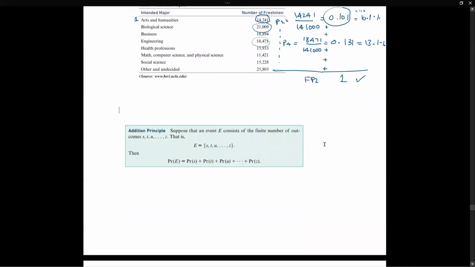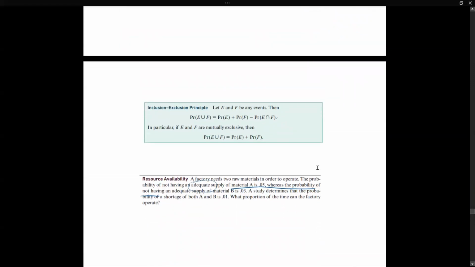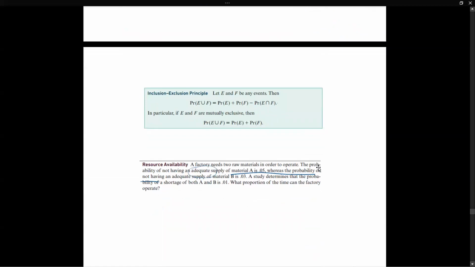So the additional principle: suppose that an event E consists of a finite number of outcomes, then the probability of E is the sum of the probabilities of these finite number of outcomes. All right, let's explain a little more of these examples, then we'll move on to the next one.